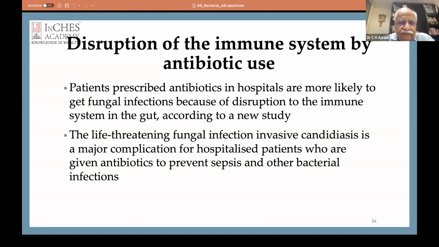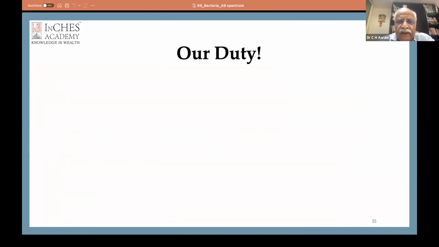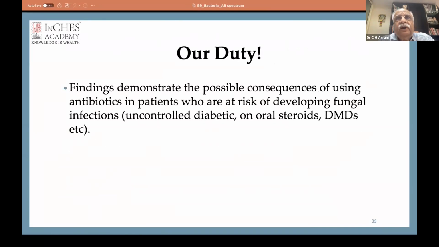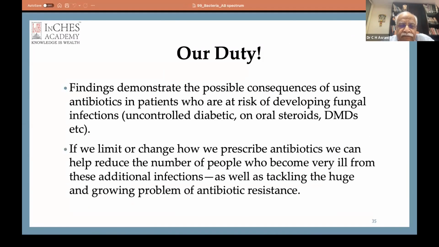What is our duty? Findings demonstrate the possible consequence of using antibiotics in patients who are at risk of developing fungal infection. So if I'm giving an antibiotic, even justified for URTI or LRTI, to an uncontrolled diabetic, a patient on oral steroids or disease-modifying drugs, I have to be extra careful. I have to think and keep a watch for fungal infections. If we limit or change how we prescribe antibiotics, we can help reduce the number of people who become very ill from these additional infections.